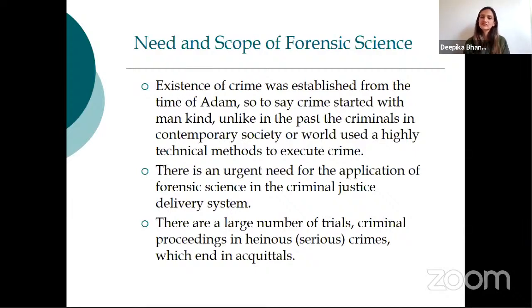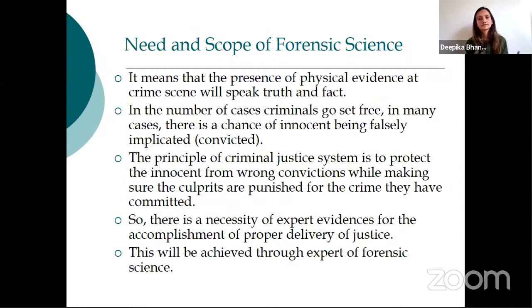There have been many cases where acquittals have happened in spite of the fact that the person is a criminal. It means that the presence of physical evidence at the crime scene will speak the truth and fact. And this also forms the basis of forensic science.